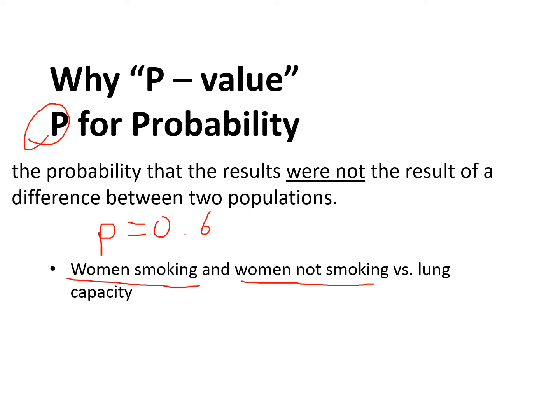So we are testing with a p-value. The p-value tells us the probability that there is not a difference between the populations.